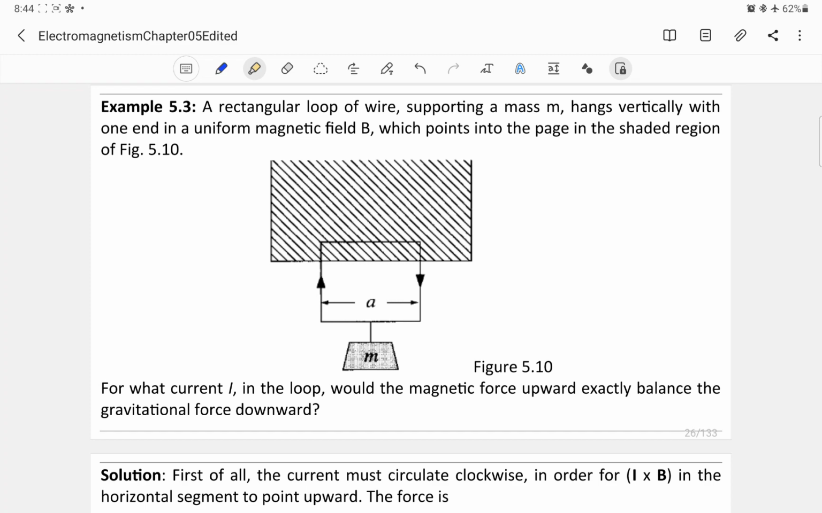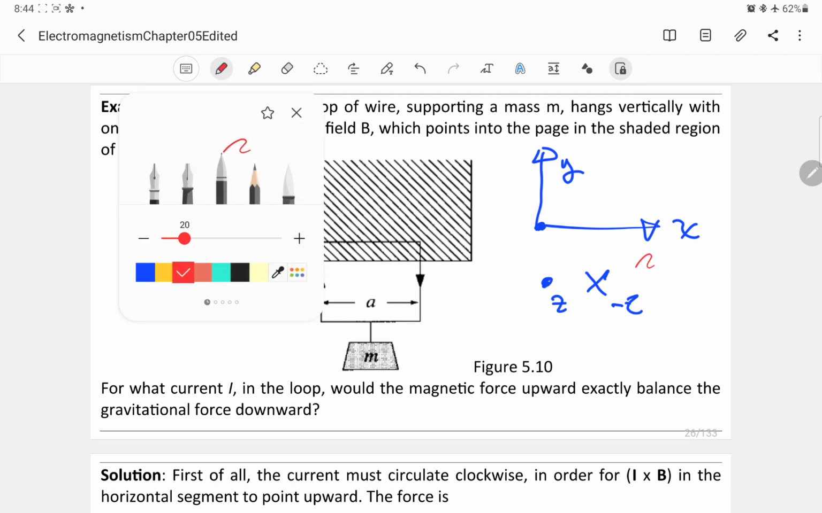When you say points into the page, the direction is: if this is your y-axis, and this is your x-axis, then what points out of the page is this direction, which is z, going towards you, and into the page would be the negative z direction, this one.